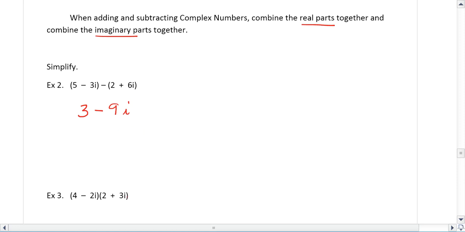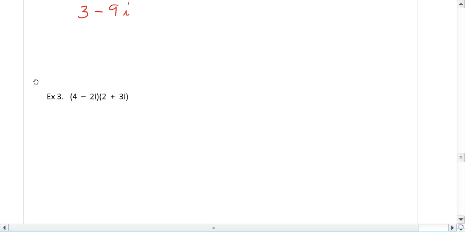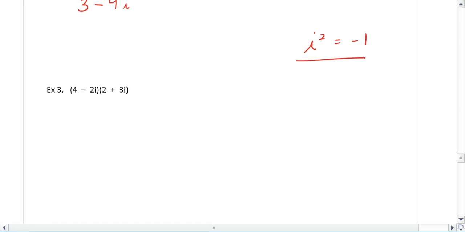However, when you're multiplying them, before we begin example 3, I just want to remind you of something. I want you to remember that i squared is equal to negative 1. So when we're done with all this, the highest power of i we should ever have is i to the first power. If we have i squared, or any other higher power, i to the third, i to the fourth, you still do this substitution to bring it down. So let's see what that looks like.